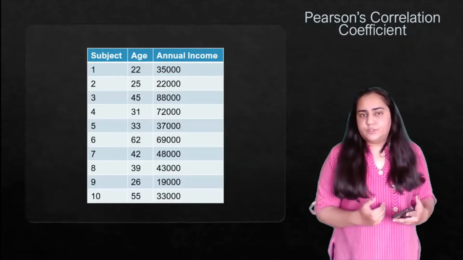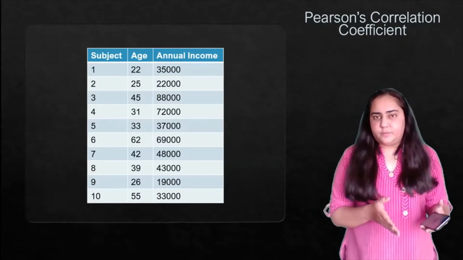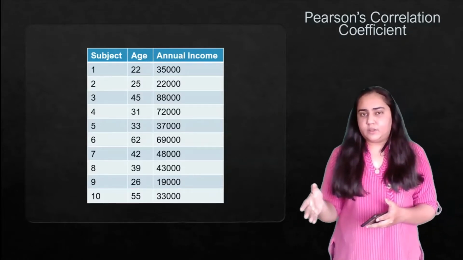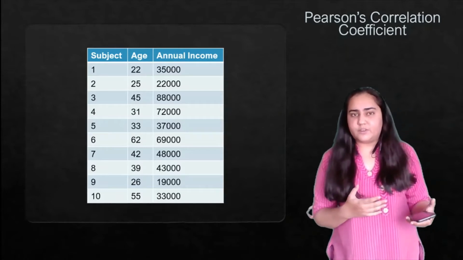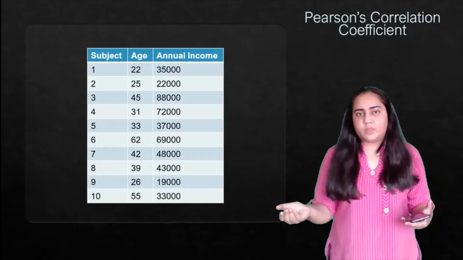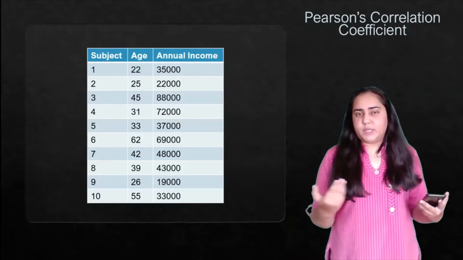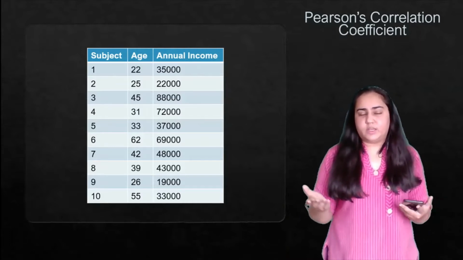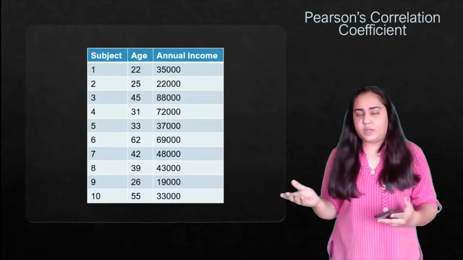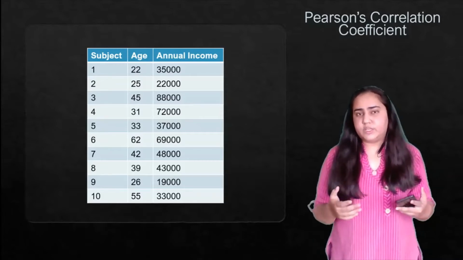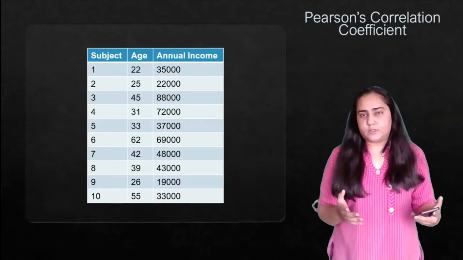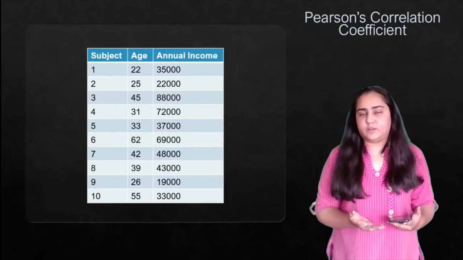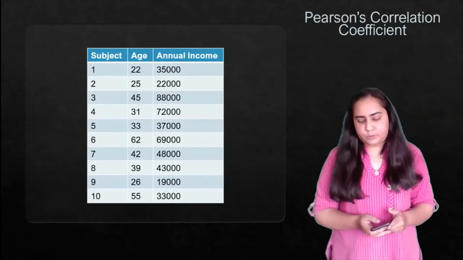So what we want to find out is, if this person has this much annual income, is there any connection between the age of that person and the income? Is there something like, if a person is older, then he or she might have higher income, or if the person is older, he or she might have less income? Is there any such connection? That is what we need to find out, and that is a linear relationship.